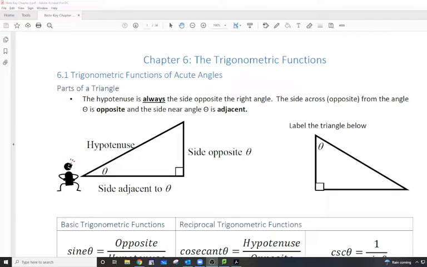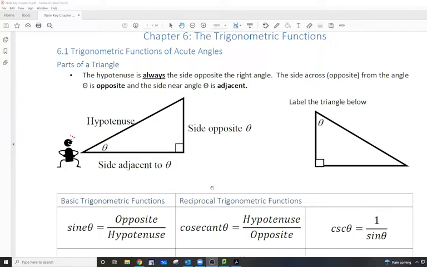So we need to get all of our language on the same page. Some of this will be new, some of this will be review, but we're going to kind of just do it from a place where hopefully everybody will get caught up. So 6.1. We are going to look at trigonometric functions of acute angles. So an acute angle is any angle less than 90 degrees.